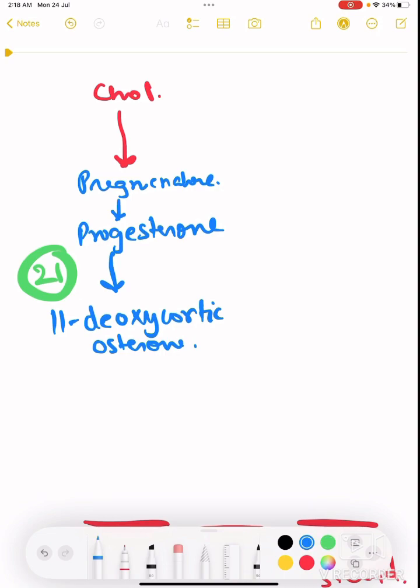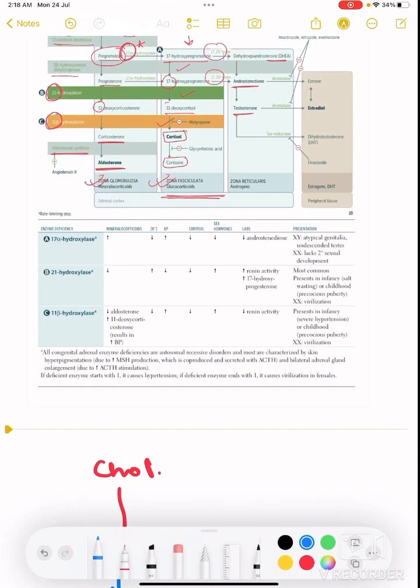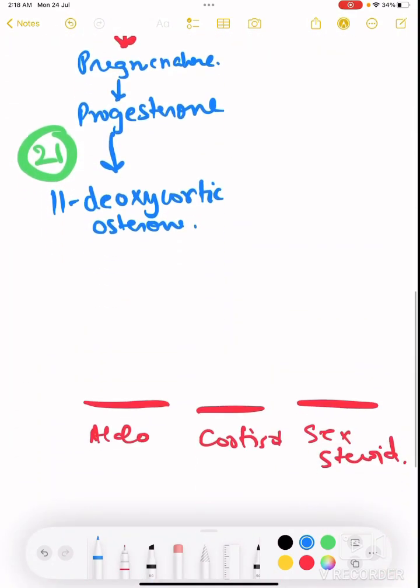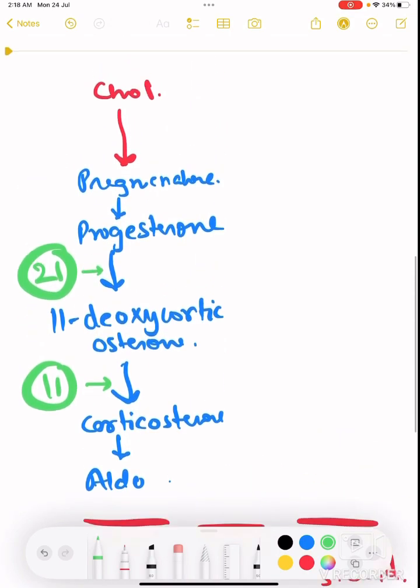I am only writing 21, right? Now after 11 deoxycorticosterone is formed, corticosterone is formed, and lastly aldosterone is formed, right? Again an important enzyme called 11 hydroxylase is required over here. So these two things you have to remember.